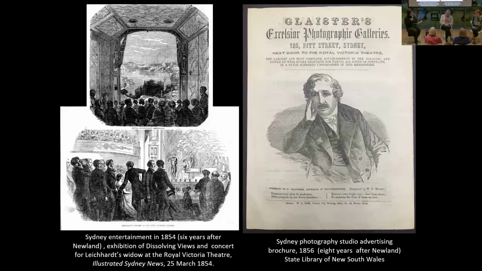Oh, fantastic. And I know the shows you've had so far give you an idea really of what Newland was doing. Yes. But I'm interested also in the fact that, at the same time, you have people like Lint and others taking photographs of Aboriginal Australians. Did Newland venture into that, or did he avoid it, and if so, why?